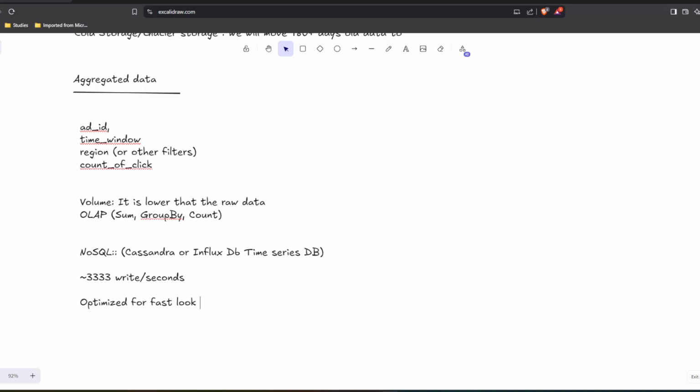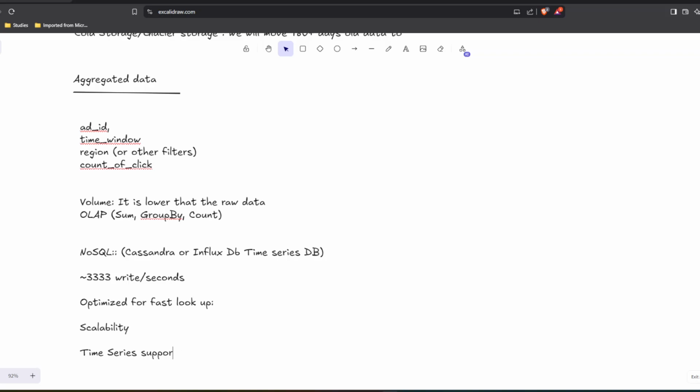fast lookup. Suppose ad id in a certain time window range, all those kind of querying and lookup we can do. And it is also great for scalability, so it is horizontally scalable to handle growing data volumes. And of course the main thing is the time series support.